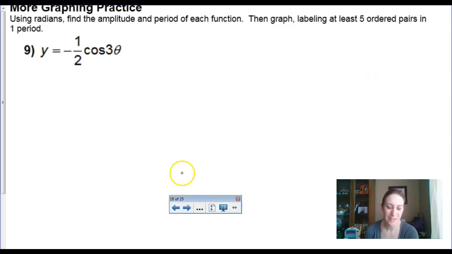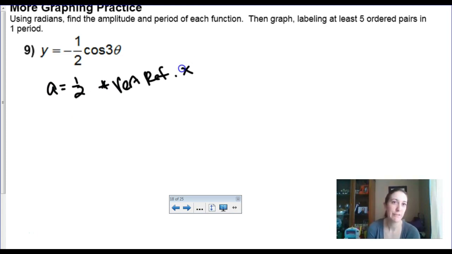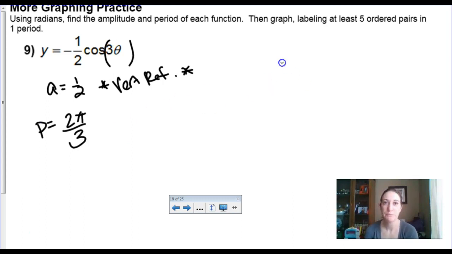Alright, so this one's fun. You have an amplitude of 1/2. You also might want to make a note here that you have a vertical reflection, the negative being in front. So the cosine graph, instead of starting up at the max line, is going to start down at the minimum line. The period is 2 pi over the b value, which is 3, and there's no vertical shifting.